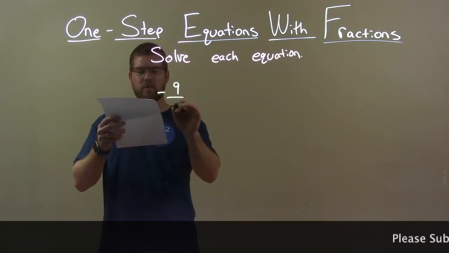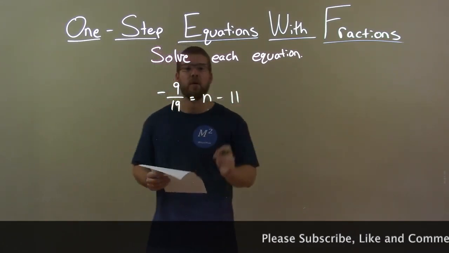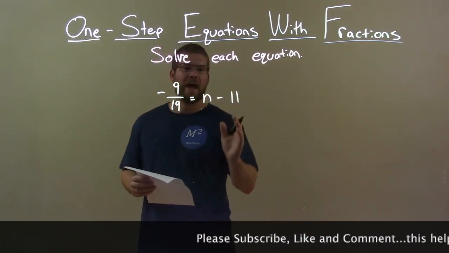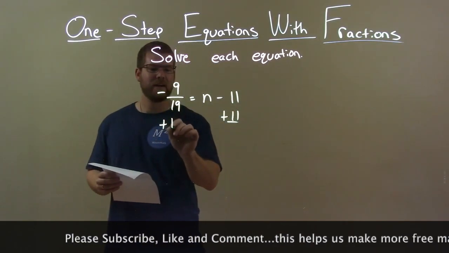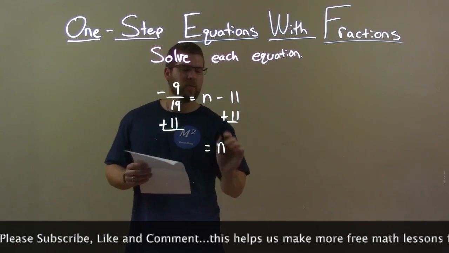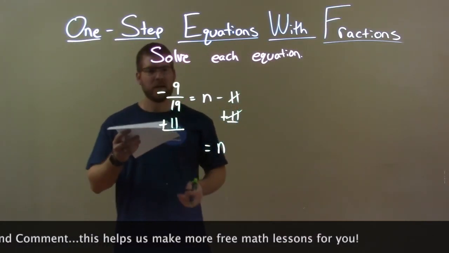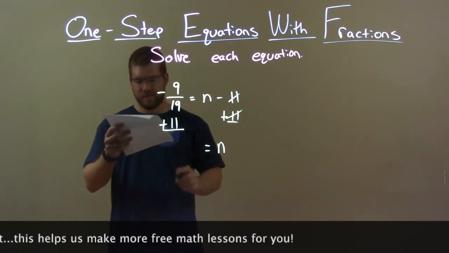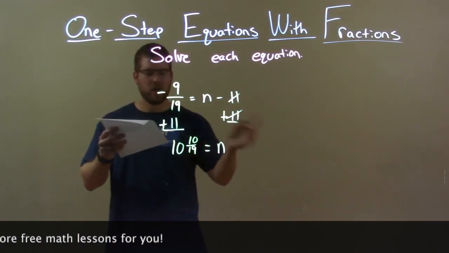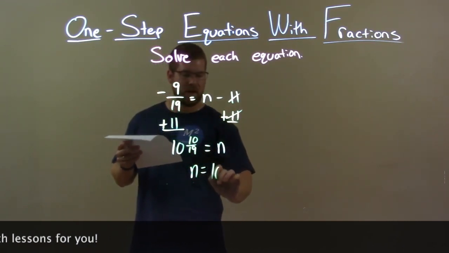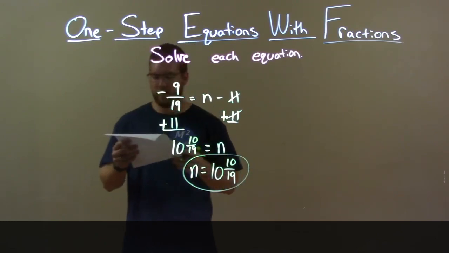Negative 9 over 19 equals n minus 11. All right. To get n by itself, I want to add 11 to both sides. So that's the opposite of subtraction, right? Addition. So if I add 11 to both sides, I'm left with n by itself on the right. 11's cancel, right? On the left, negative 9 over 19 plus 11 is 10 and 10 over 19. We can rewrite this, have n come first, so n equals 10 and 10 over 19, and there is our final answer.